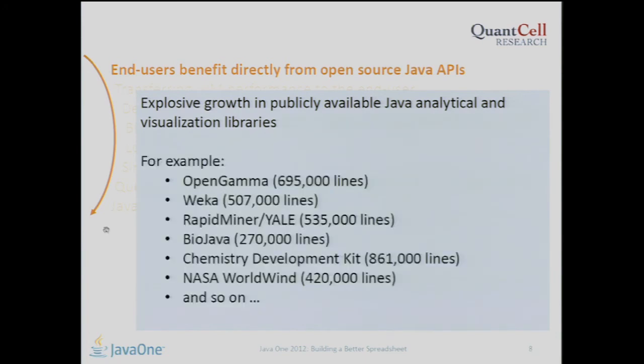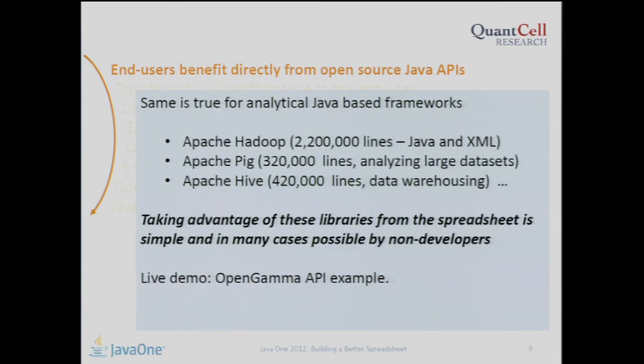Now, if we look at the number of Java lines in each of those libraries, just to name a few, of course, we see that the libraries are becoming quite big, and that should mean, at least, and it does mean in these cases, that the libraries are becoming more and more capable, and more and more important for the end user to have access to those libraries directly.